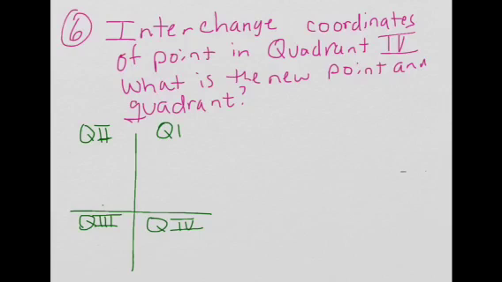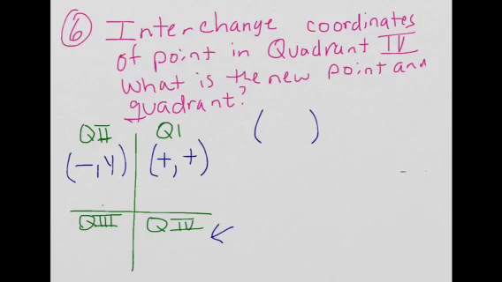Interchange means to switch. So we're going to take an ordered pair in quadrant 4, which is going to be down in this area. First of all, let's review what the signs are for each quadrant. In quadrant 1, the signs for the coordinates are both positive. In quadrant 2, our x is going to be negative, but our y is going to be positive. In quadrant 3, both coordinates are going to be negative. And in quadrant 4, our x is going to be positive, and our y is going to be negative.